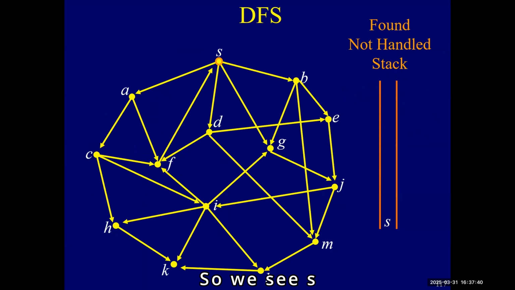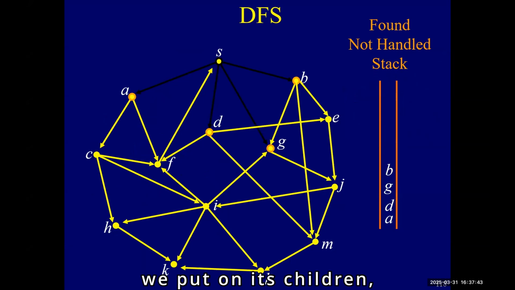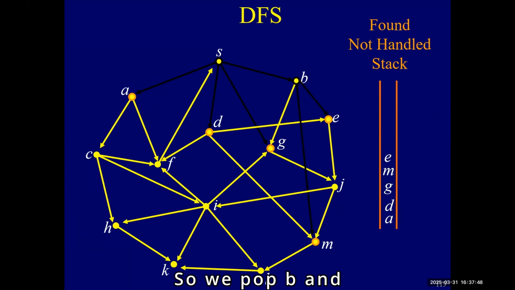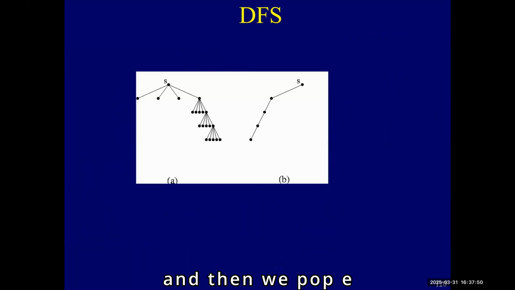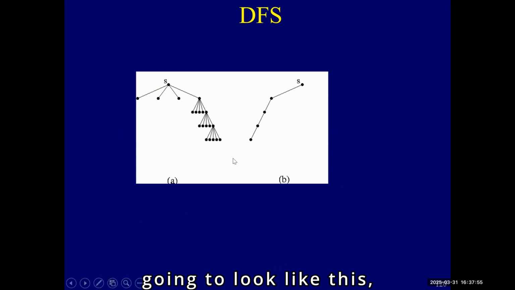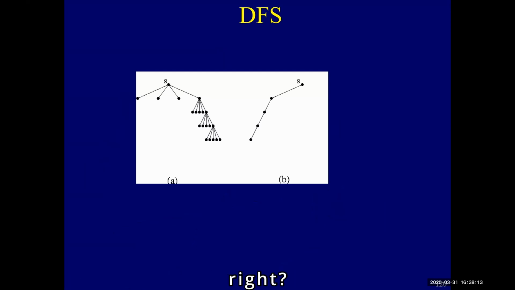So we see S and we pop S and we put on its children, right? And then maybe B is on the top, so we pop B and we put on its children. And then we pop E and put on its children. And you can see that the picture you get is going to look like this, right? Everybody see that? Why? Because we put on S's children. This was the last one we put on. So then we put on its children. And this is the last one we put on. So we put on its children. And it's not the picture we want, right? The picture we want is this.